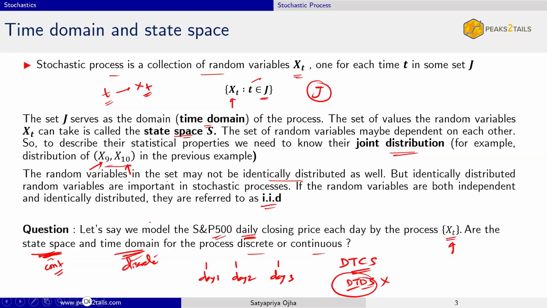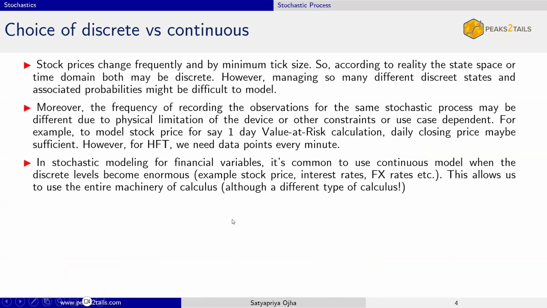Okay. All right, awesome. Let's move on. The same topic, right? Choice of discrete versus continuous. How do we choose? The exact theme that we just discussed. So stock prices change frequently, but by minimum tick size. Correct. So as per reality, the state space should be discrete. However, managing so many discrete levels or discrete states and their associated probabilities might be difficult to model. Okay. So it's a modeling preference. We would rather model stock price as a continuous random variable. And the second aspect is about the time domain.